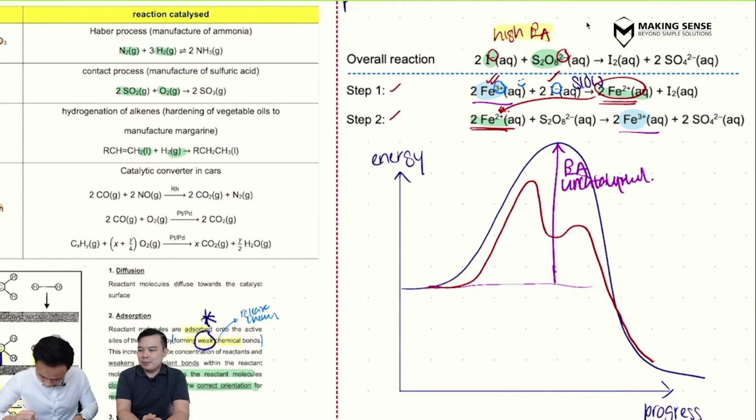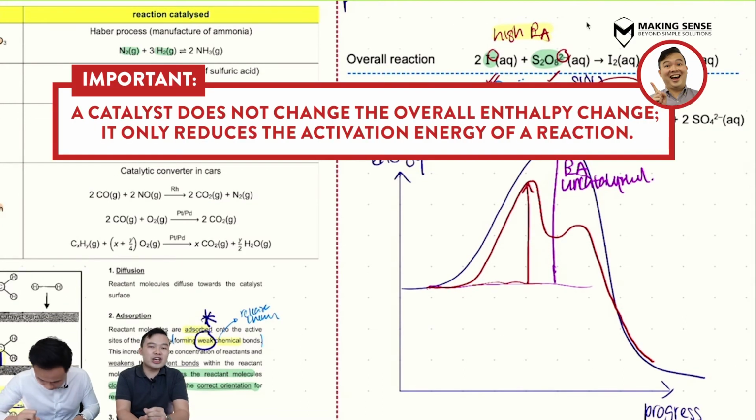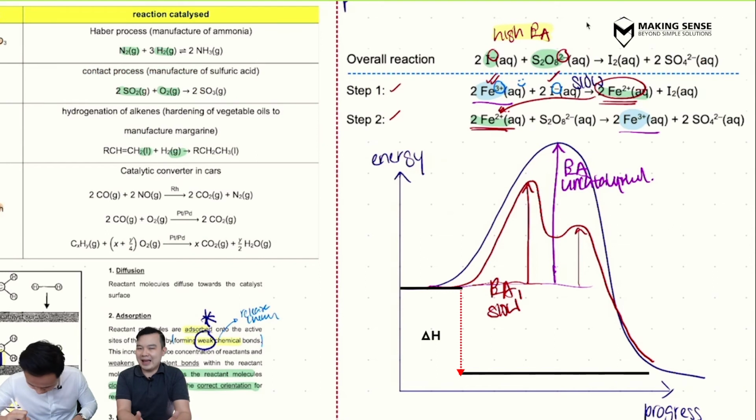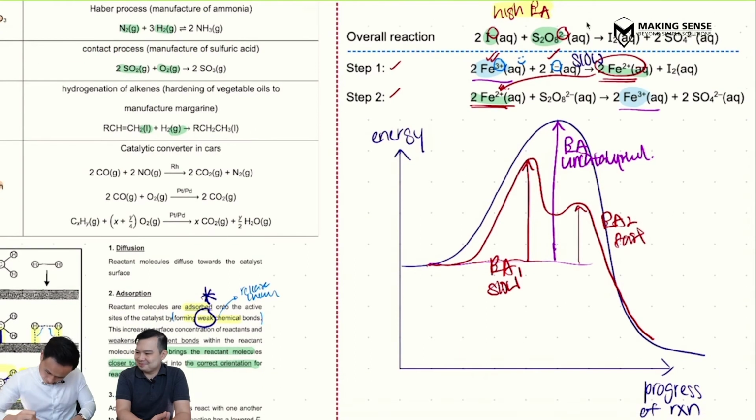Okay? Now, bear in mind that a catalyst does not change the enthalpy change. So therefore, you see that the delta H, the downwards pointing arrow, is going to remain equally long as the one that is uncatalyzed. Perfect, perfect. So there you have it. Okay, so this is the catalyzed version, right?